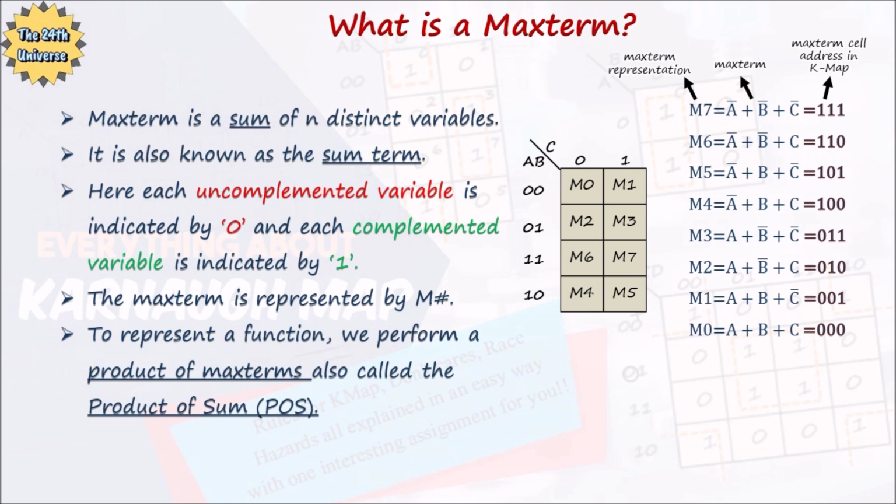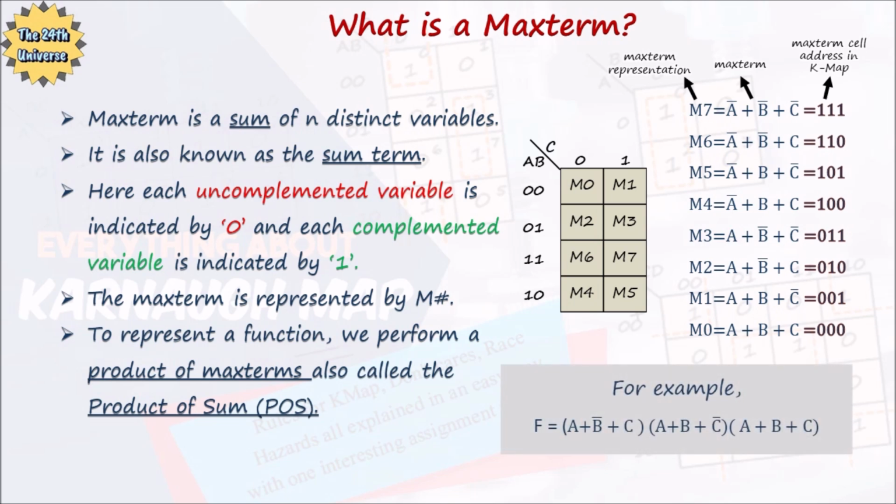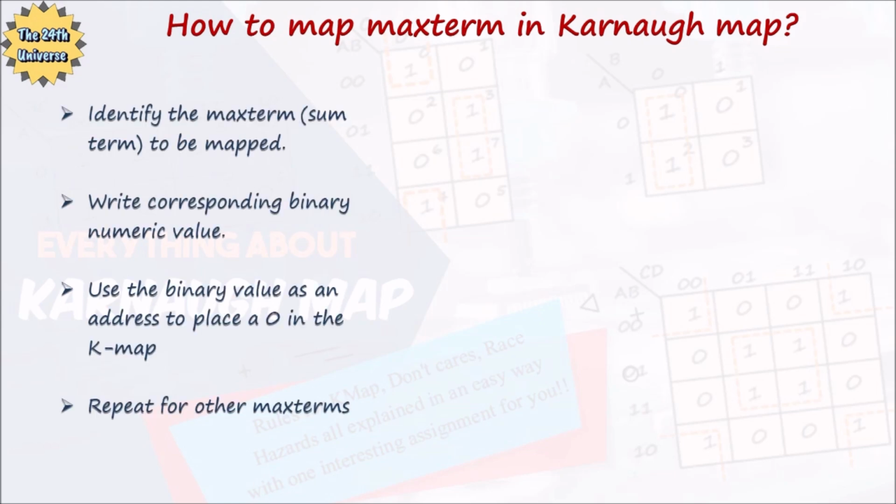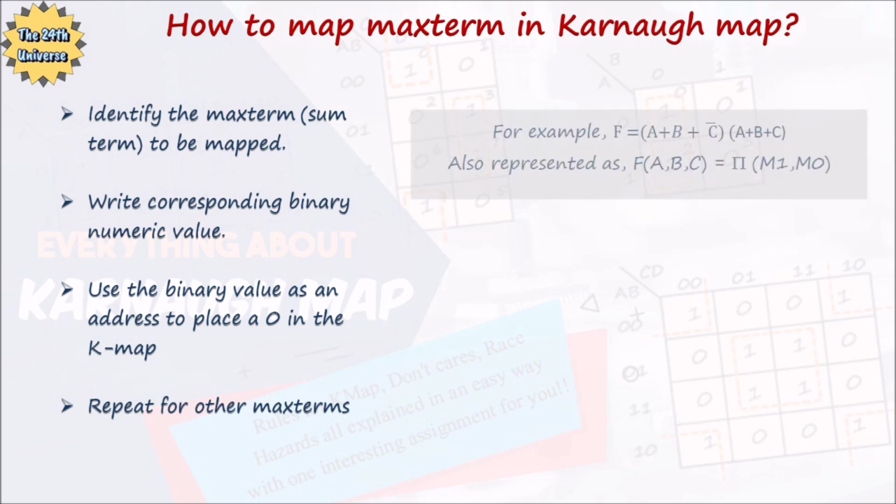Consider an example: a plus b bar plus c, a plus b plus c bar, and a plus b plus c are the maxterms. How to map the maxterm in Karnaugh map? Here also the 4 steps are: identify the sum term to be mapped, write the corresponding binary numeric value, use the binary value as an address to place a 0 in the K-map, and repeat for other maxterms. Consider an example.